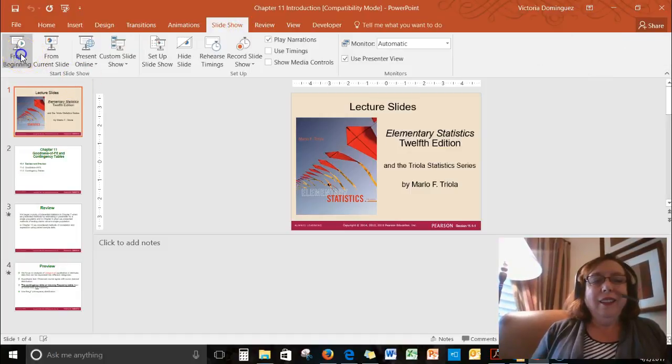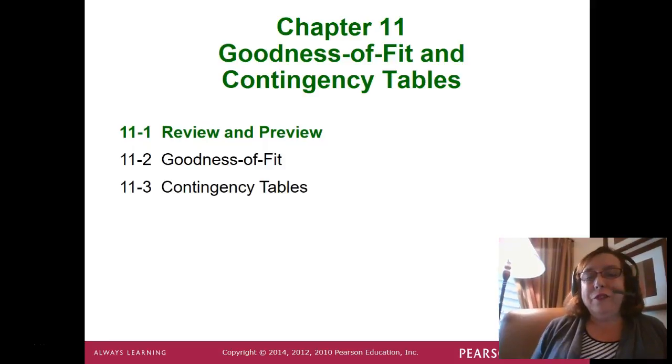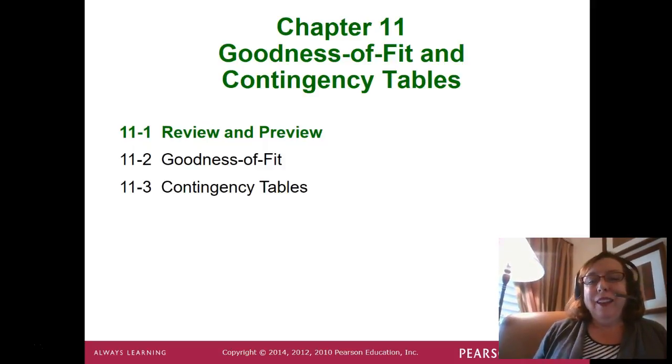Hi, everybody. Let's look at Chapter 11 now, Goodness of Fit and Contingency Tables. One thing I like about this chapter is that you've seen contingency tables before, back in Chapter 4 when we were talking about probability.